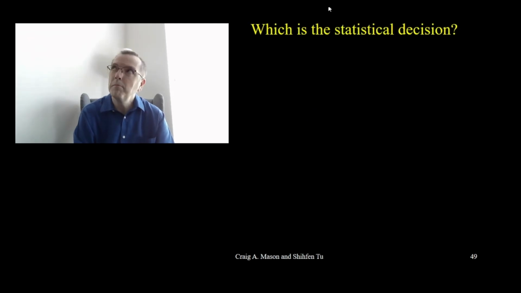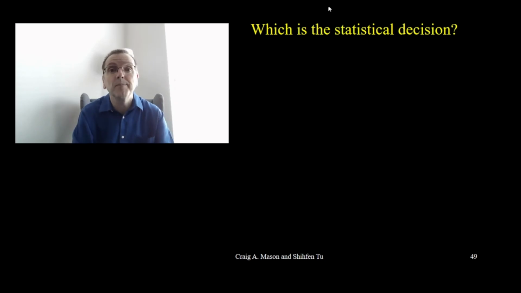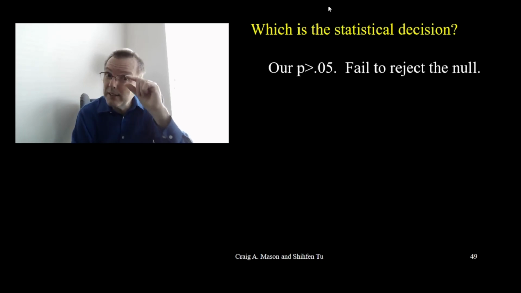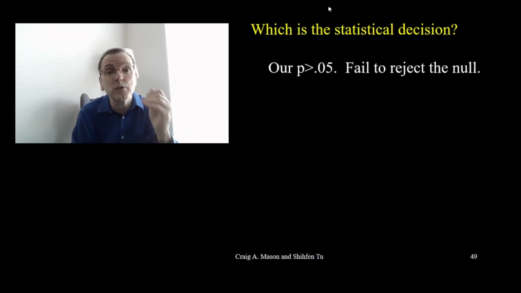Now, based on that, what's my statistical decision? Well, given that our p is greater than 0.05, we'll fail to reject the null hypothesis, right? It's close to being statistically significant, but it's not. It's just a little bit too big, but it is what it is, so we will fail to reject the null.